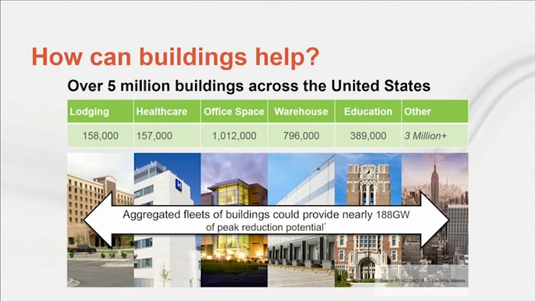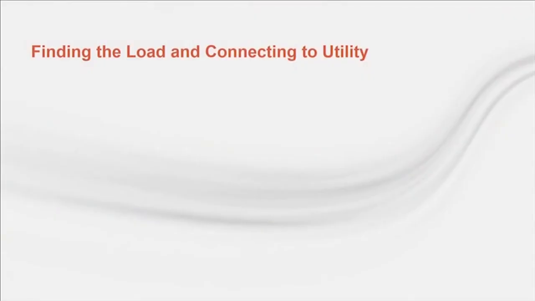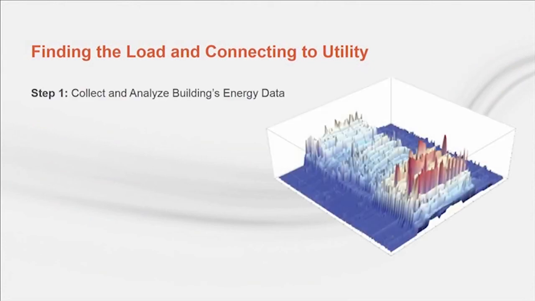One of the major hurdles with commercial buildings is determining how much load is available. How do we determine what a building can provide and how do we connect? The first step is to collect and analyze a building's energy use data. This data can come from the customer's utility bills or from meter data provided by the utility, or by installing temporary or permanent submeters. From that, we do a high-level review to understand how much energy the building uses and get a feel for the demand response potential.